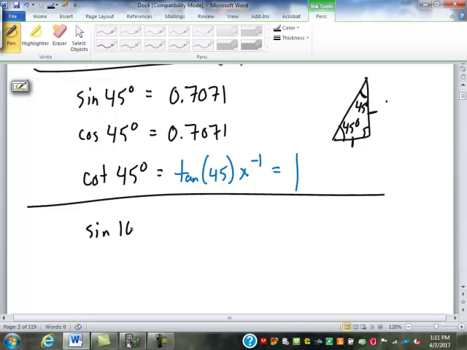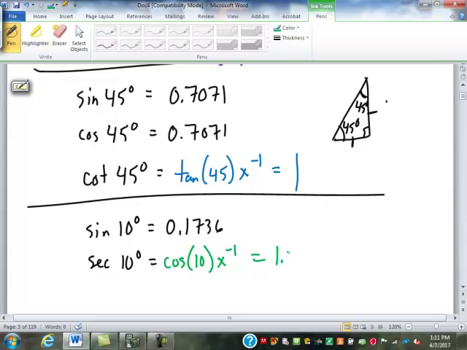Find the sine of 10 degrees. 0.1736. Okay. How about the secant of 10 degrees? What function are you using? Cosine 10, close, x negative 1 gives you? What's that? 1.015 works for me.